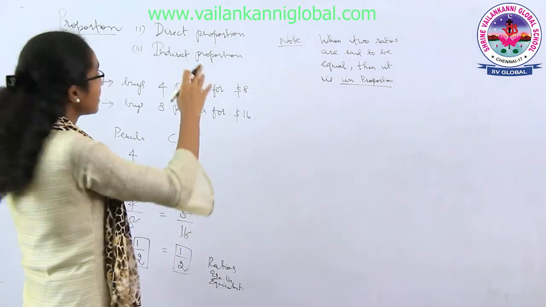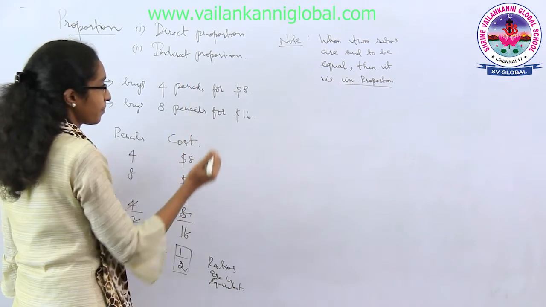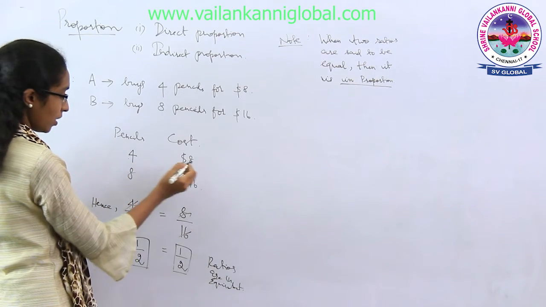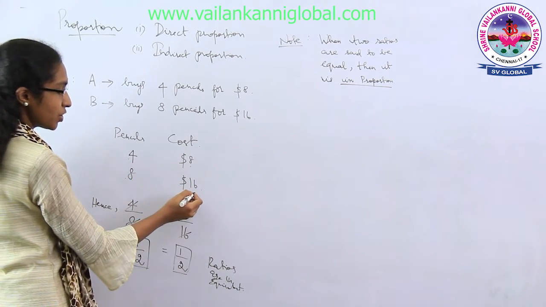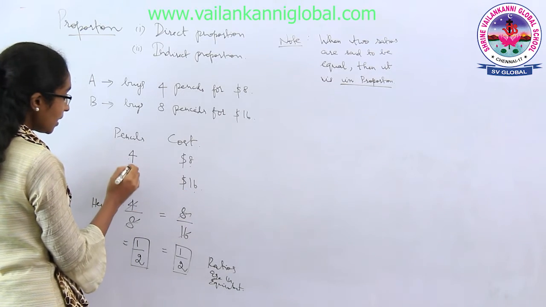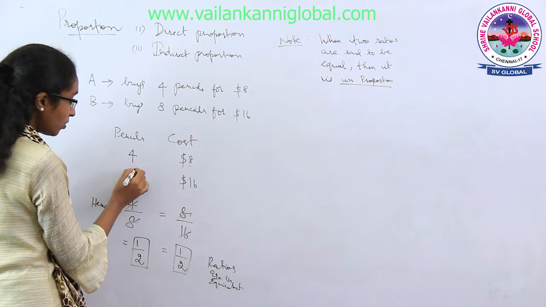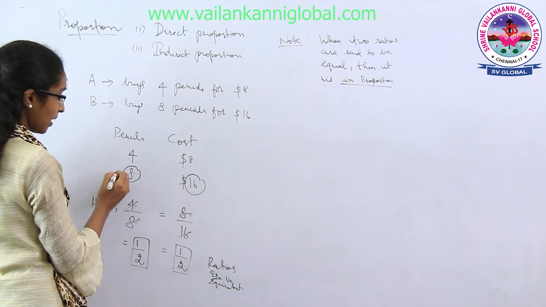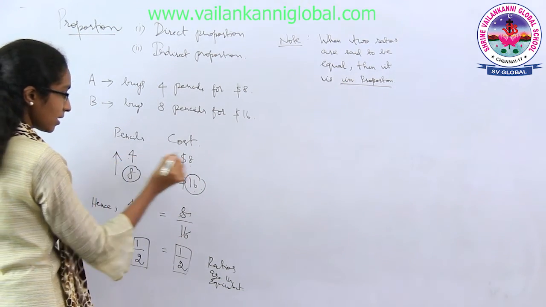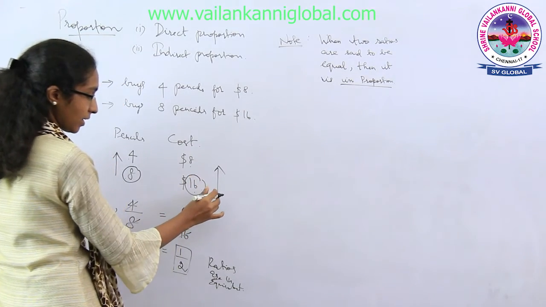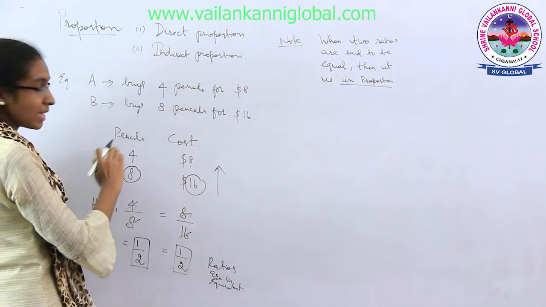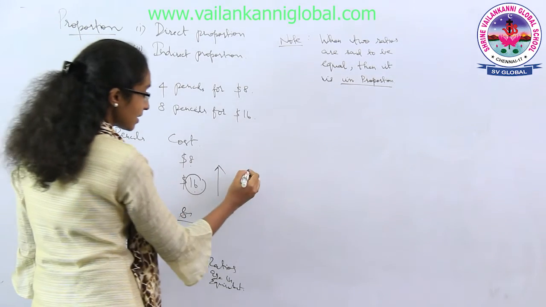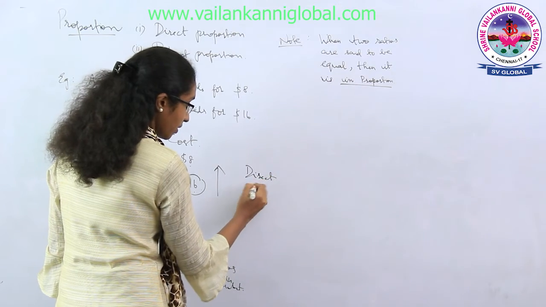So the next one we'll see about direct proportion. So we have 4 pencils, which is $8, and 8 pencils, which is $16. It clearly shows that when the amount of the pencils increases, the amount also increases. That is, when the quantity increases, the cost also increases. So when one term is increasing along with the other term, but both the terms are equal, then it is said to be direct proportion.